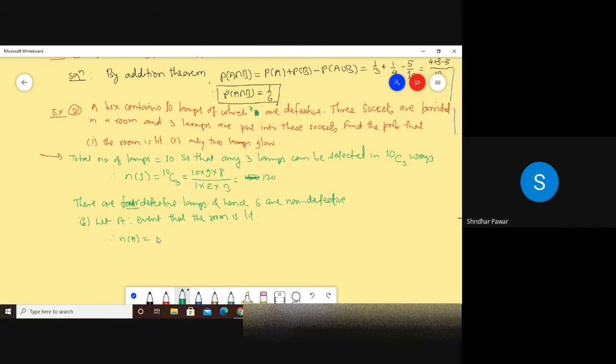Okay, now see, if the room is to be lit, then at least 1 bulb should be from the 6, or 2 may be from the 6, or all of 3 may be from the 6. So suppose 1 is from the 6, then 2 are from the defective. So 4C2, right?